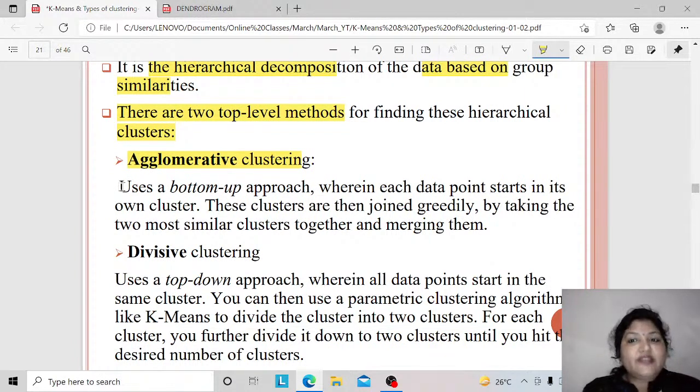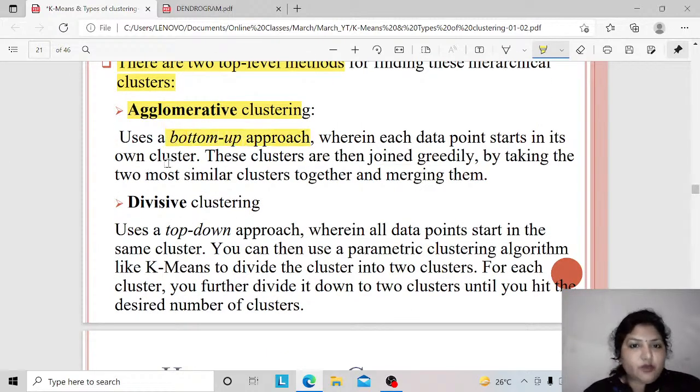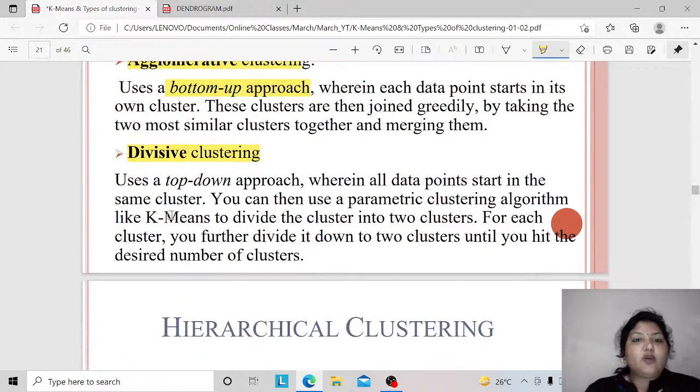These clusters are joined greedily by taking the two most similar clusters together and merging them. So they fall into one particular part, and we may take it as one cluster. It is basically a bottom up approach, right? Whereas divisive clustering uses a top down approach wherein all data points start in the same cluster. You can then use a parametric clustering algorithm like k-means to divide the cluster into two clusters. For each cluster, you further divide it into two clusters until you hit the desired number of clusters, right?